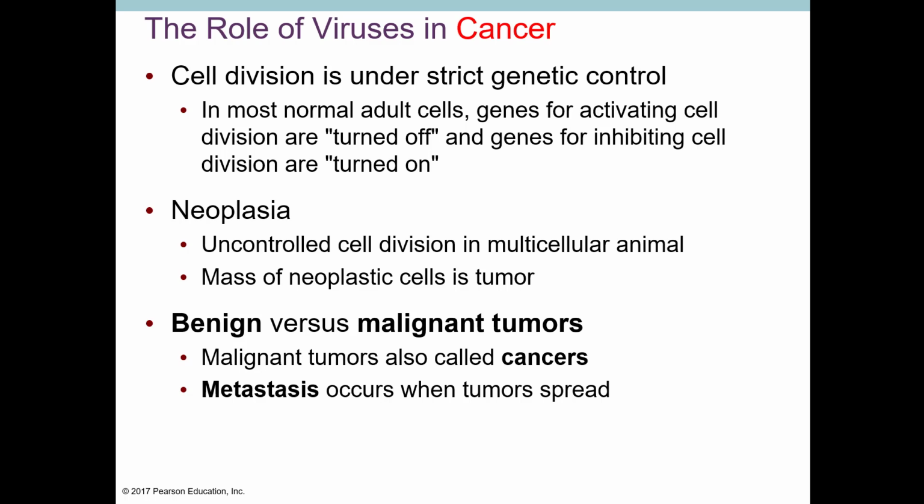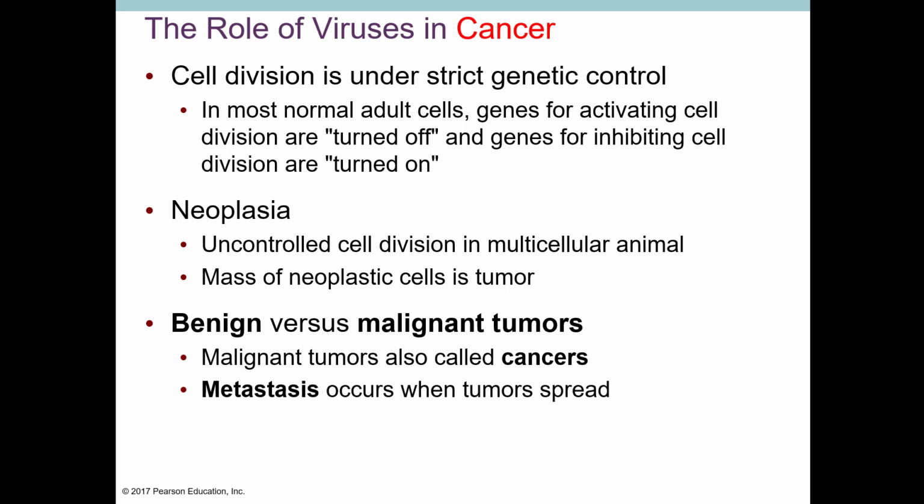And so you probably remember that cell division, mitosis, the cell cycle, is under strict control. There are genes that are needed to activate cell division, and for the most part, these are turned off in adults. And there are genes for stopping or inhibiting cell division, and those are generally turned on. What we mean by turned off is they are not being expressed, no transcription and translation of those genes. And turned on means they are being expressed.